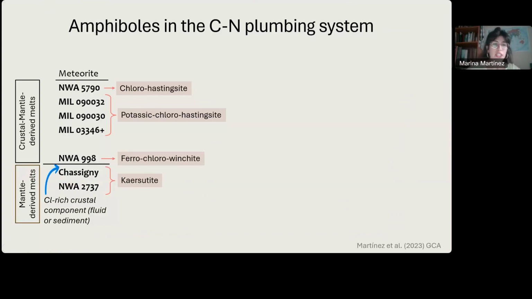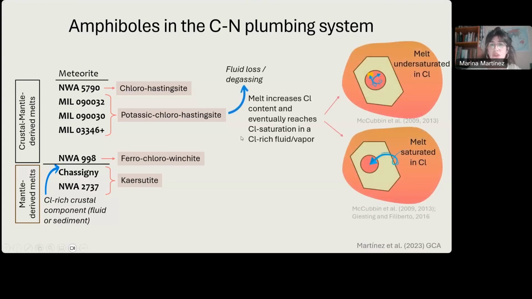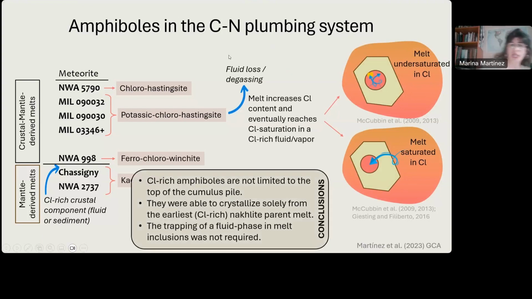And so there's an addition of a chlorine-rich crystal component clearly at the end of the chassignite crystallization. From these two models, we conclude that chlorine-rich amphiboles were able to crystallize in the whole cumulus pile. They were not limited to the top, and they could form only with the addition of this chlorine-rich crystal component.